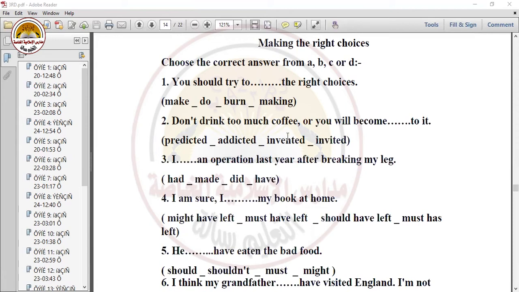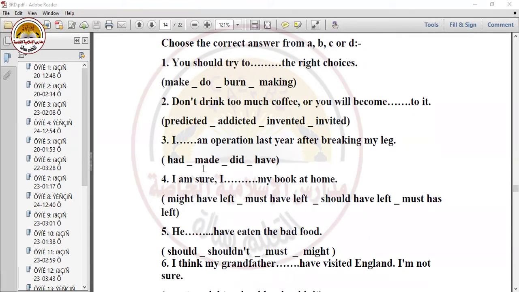Number two, don't drink too much coffee or you will become addicted to it. Predicted, addicted, invented, invited. Addicted to it. Very good. Addicted means you can't stop doing this thing. Number three, I had an operation last year after breaking my leg. I had, very good. Number four, I'm sure I must have left my cook at home. Might have left, must have left, should have left. Must have left. Very good.